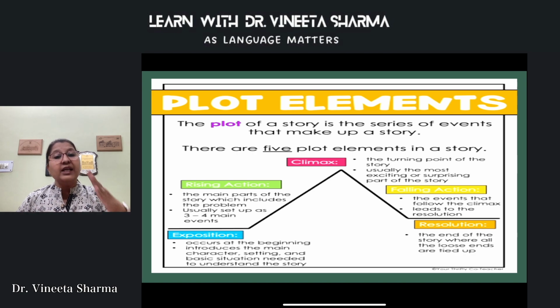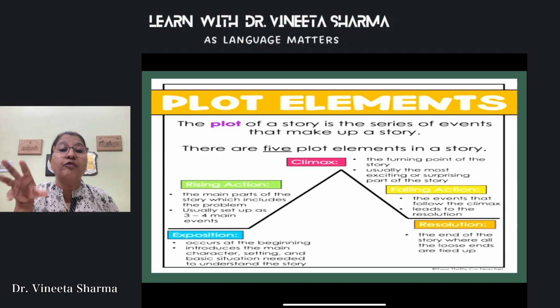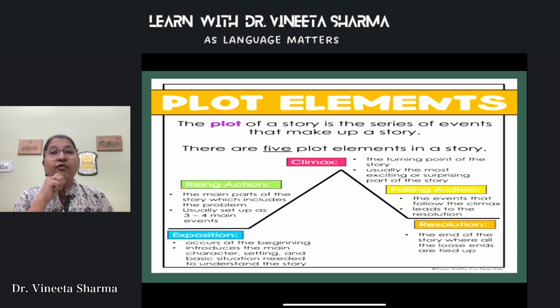After that comes rising action. As you can see, it's a form of triangle. Then comes rising action. Now, rising action is the main part of this story, which includes the problem, means conflict. What is this conflict? Conflict can be the idea or the problem around which the whole plot of this story revolves. Right? The main part, that is the conflict.